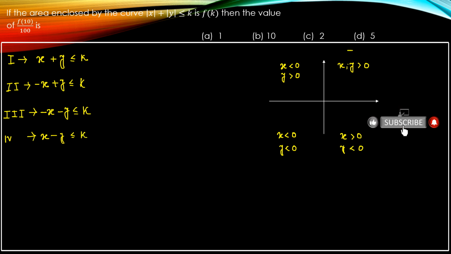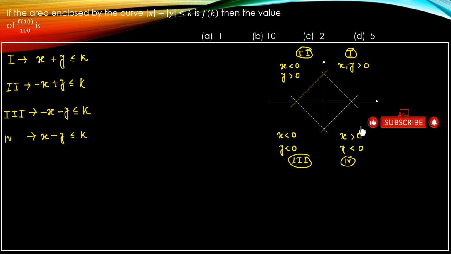So let's rename these as quadrant number 1, this is quadrant 2, this we can rename as quadrant number 3, and the last one is quadrant number 4. Now if we draw all those respective lines and join them together, we can easily observe that we get the area of a square.